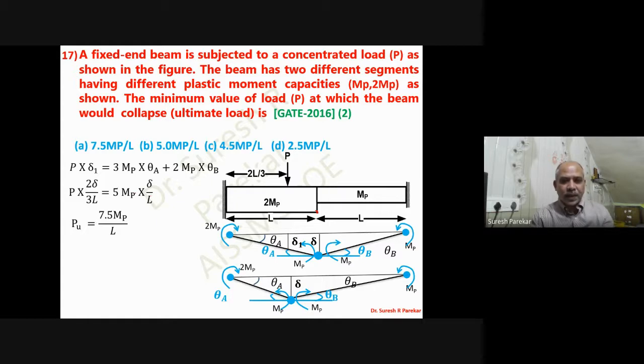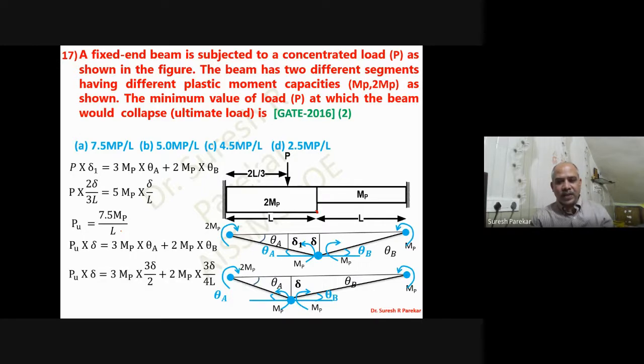So this is 5 MP into theta, and theta we have as delta by L. And from this we will get PU equal to 7.5 MP by L. And if we go to mechanism 2, then we work in the same fashion. So we have it in this way, and then we have the answer that is 6 MP by L. So here we will get 6 MP by L and 7.5 MP by L. And from this we will get the value of P here.